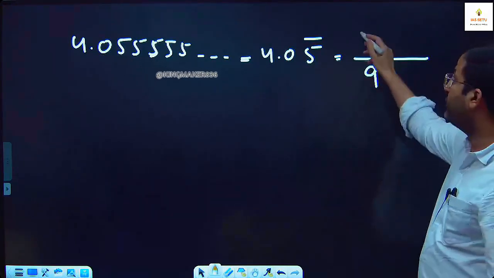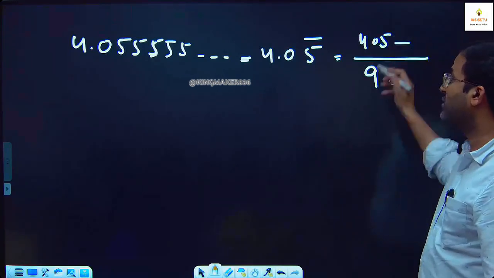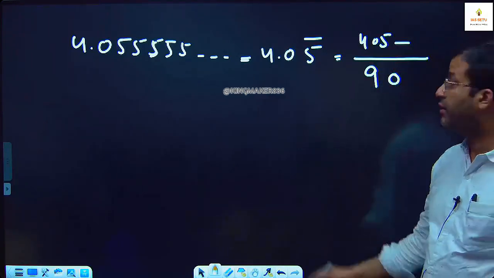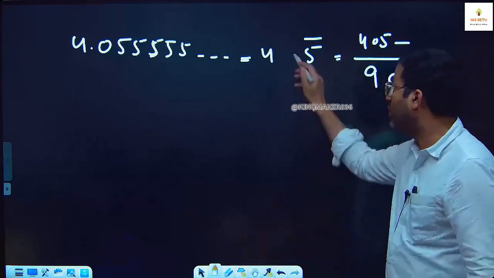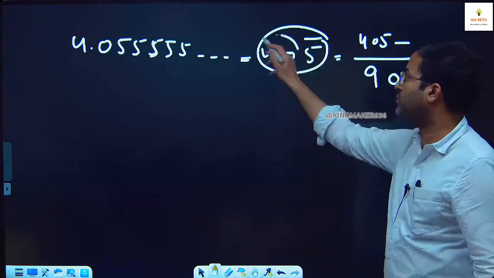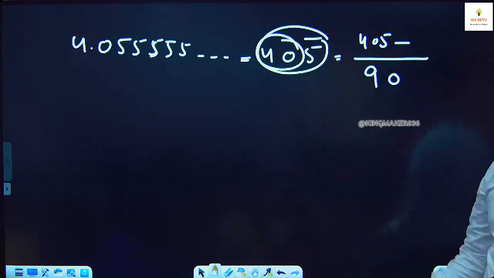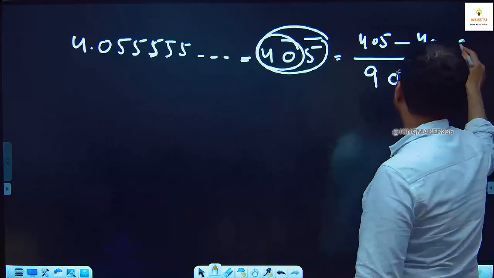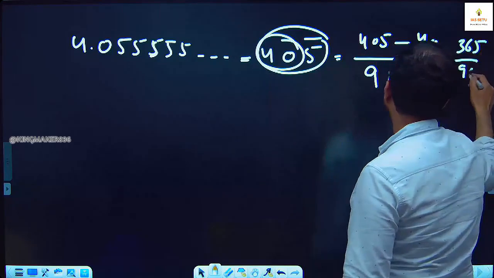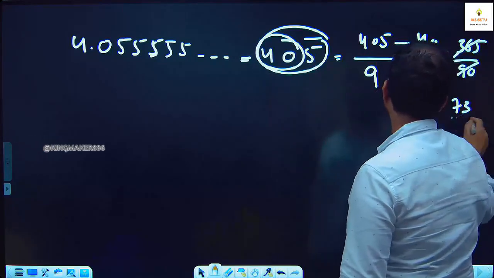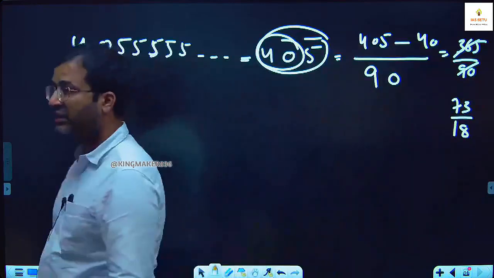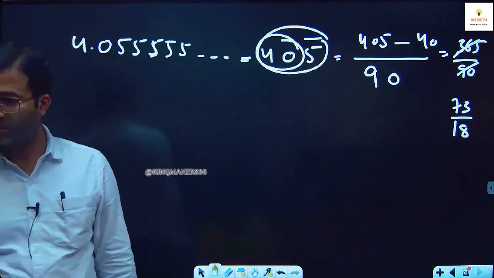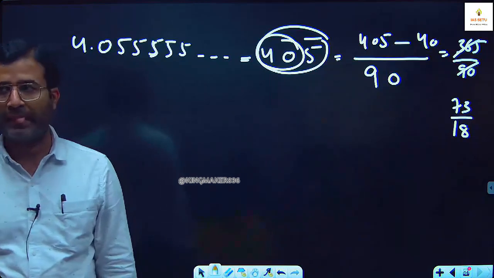And numerator will be 405 minus 40. You ignore the decimal. For the numerator, forget the decimal. So it is 405 minus 40. So here 365 upon 90. If you simplify, 73 upon 18, or if you got 365 upon 90, then also it is okay. Then also there is no problem.